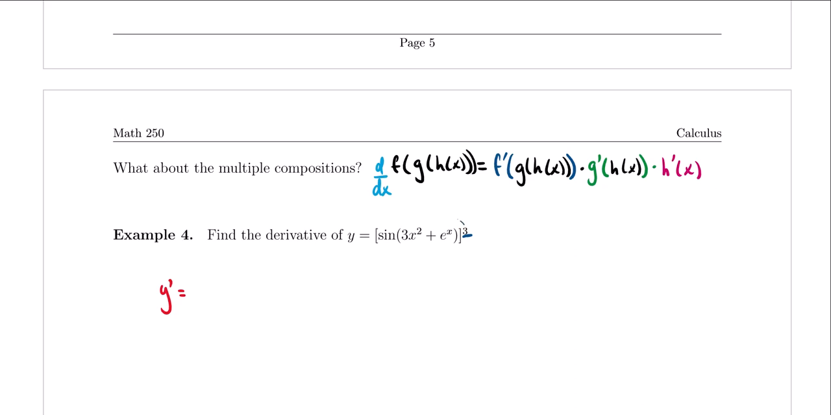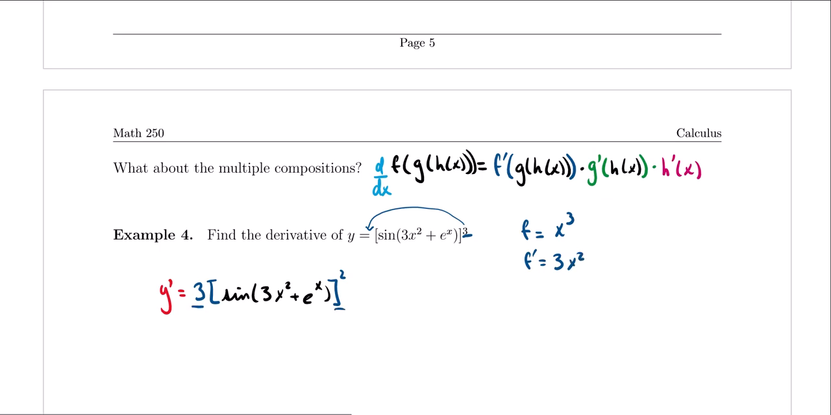We're going to have here, this one comes to the front. So we're going to have a 3 times, because remember it's the outermost derivative, evaluated at the inside, which is a sine of 3x squared plus e to the x. Now this one here should be raised to the second power. The outermost would have been x cubed, so the derivative was 3x squared. That's what we have here.